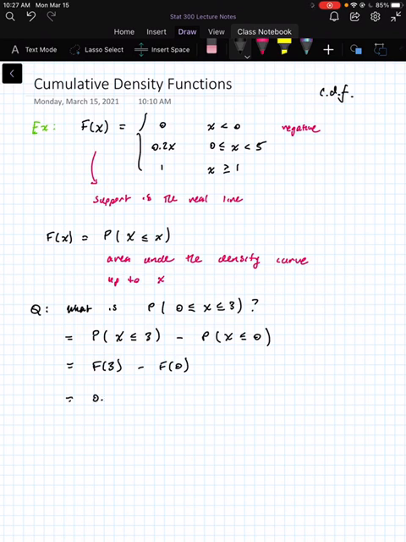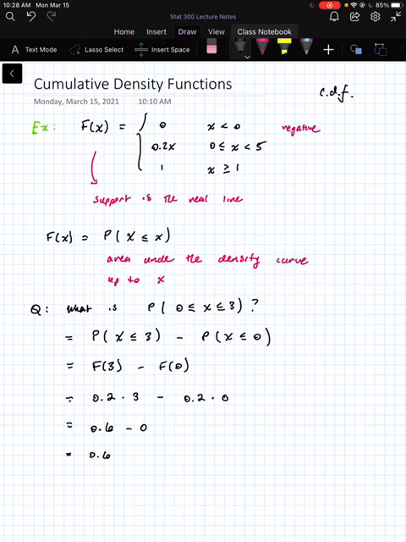So 3 is between 0 and 5. So that means we have 0.2 times x, which in this case is 3, minus f of 0, where if it's equal to 0, it's again in that same interval. So this is what we get. And so 0.2 times 3 is 0.6, minus 0, which is 0.6.